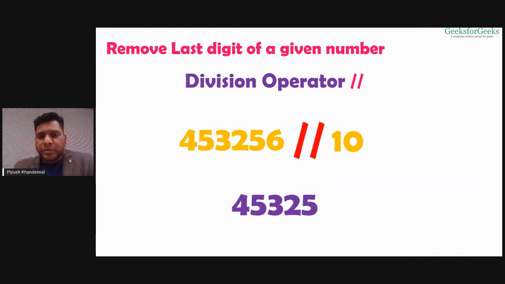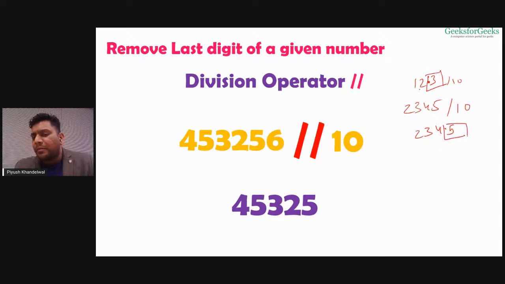Suppose this is the number 1 2 3, and I'm dividing it by 10, right? It will give me 12.3. If you take another number 2 3 4 5 and divide it by 10, the answer is going to be 234.5, right? And when I do integer division, this fractional part is ignored, and we have a number in which the last digit is not there.